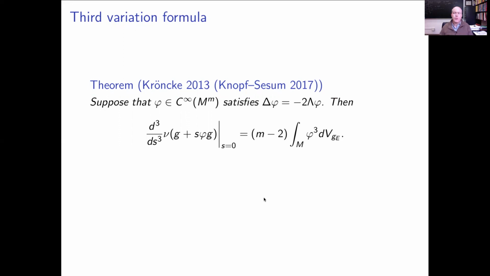So the situation is the following. Suppose we are neutrally linearly stable. That means the second variation vanishes. This means we have a function on our Einstein manifold whose Laplacian lies in the minus twice the Einstein constant eigenspace. Then this perturbation will be neutrally linearly stable, and it's natural to look at the third variation, and he got this very nice formula. The third variation is given by this multiple, m is the real dimension of the manifold, times the integral of the eigenfunction cubed.